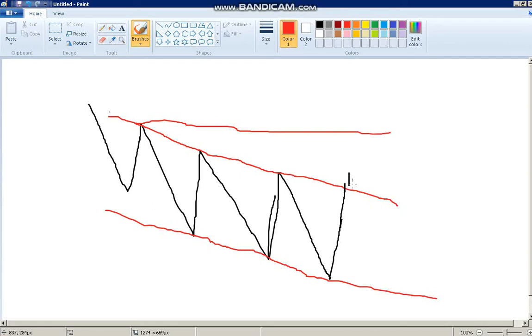So usually this moves very impulsively. This move that comes out from a descending channel, from a channel, it moves out impulsively, and that's when you set your targets, and your targets will be hit, right?